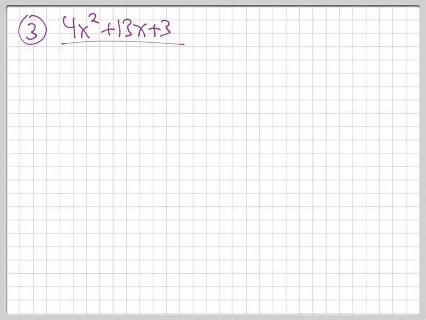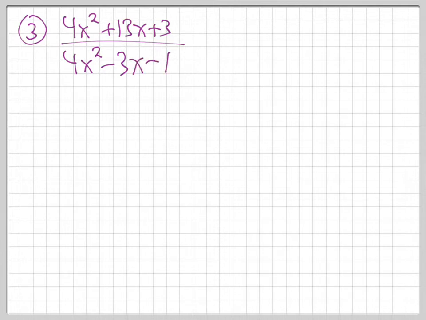So number 3. A little harder factoring now. 4x squared plus 13x plus 3 over 4x squared minus 3x minus 1.